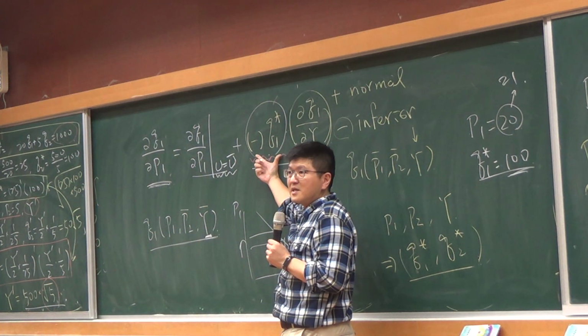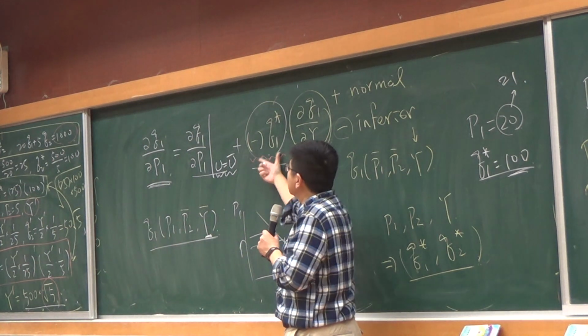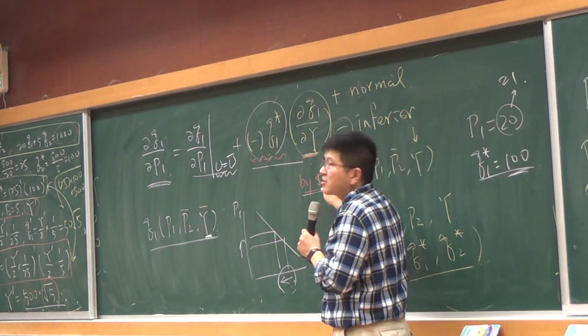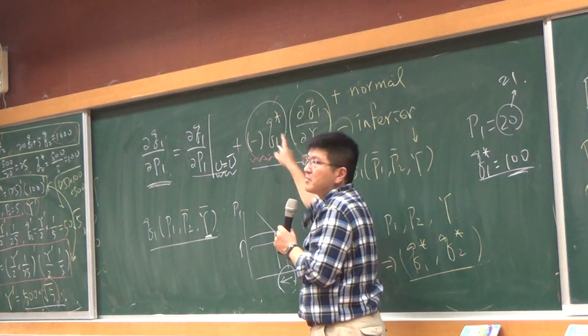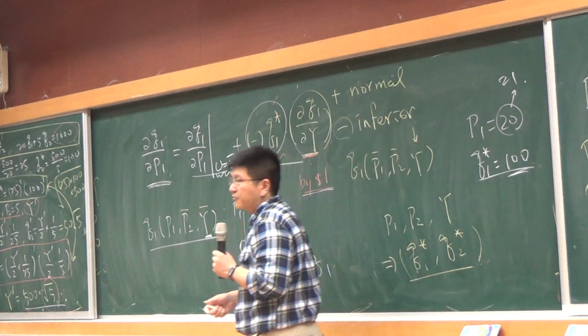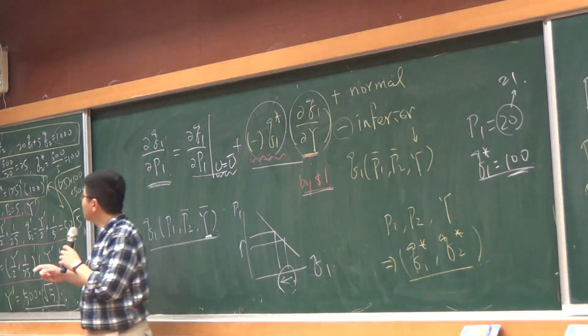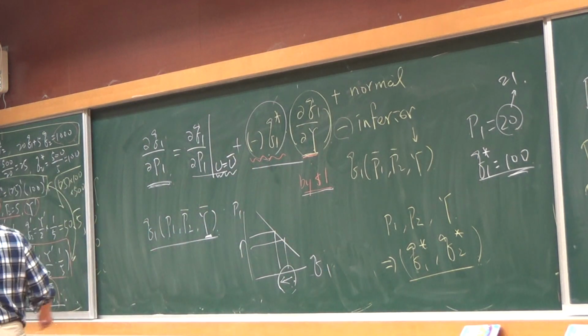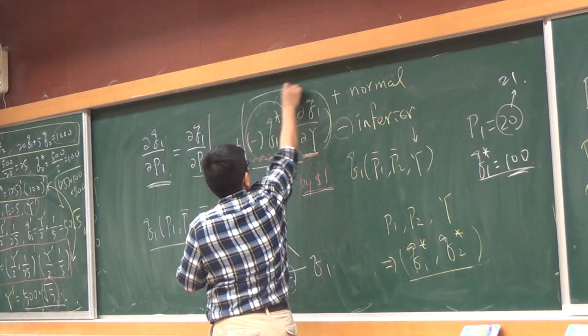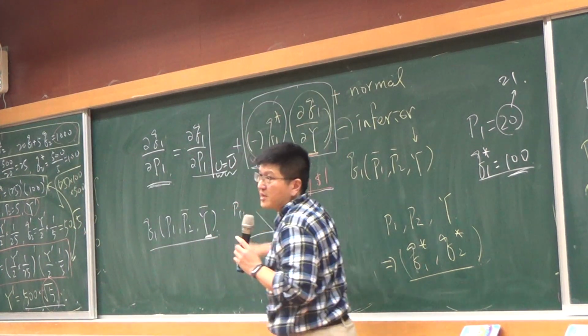Alright? And this is the effect for each dollar. So the product of these two terms would be the income effect. So this is the income effect.